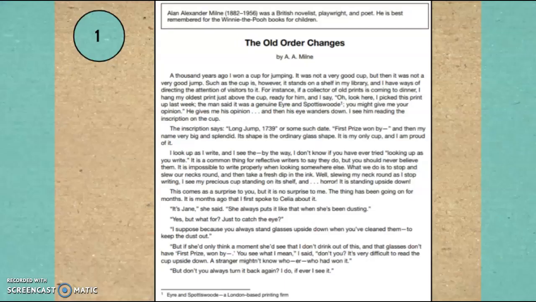So first, we have a passage called The Old Order Changes by A.A. Milne, who was known for the Winnie the Pooh books, but this is like a personal essay that is not fictional, but written in a literature style of writing, almost like narrative nonfiction. So it is a couple slides long and then followed by the multiple choice questions. Now is when you'll want to pause this video so that you can read.